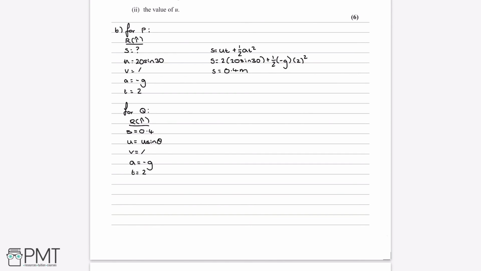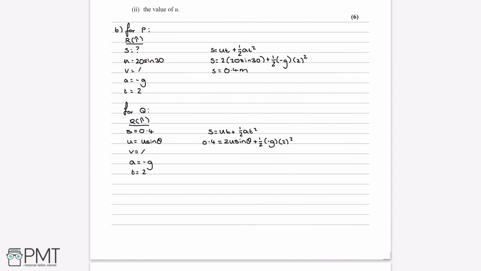And now we know that the equation that doesn't have v in it is again s equals ut plus half at squared. But this time we know what s is, it's 0.4. ut is u sine theta multiplied by 2, which we can write as 2u sine theta. And now we have half at squared.